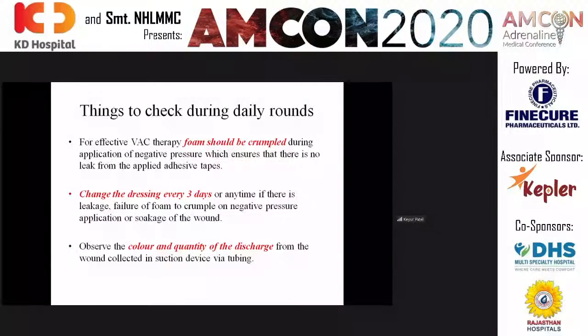What are the things to check during the daily rounds while VAC therapy is being undergone? For effective VAC therapy, it is necessary for the foam to remain crumpled. It shows that our wound is airtight. If there is failure of the foam to remain crumpled, we should go for a change of the dressing. Also, if there is any soakage, leakage, or failure of the foam to crumple, the dressing should be changed.